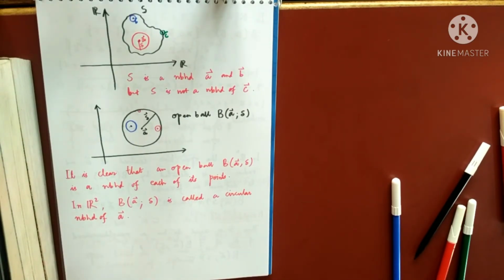Similarly, in R3, this will be called a spherical neighborhood of A. So given any point, I can find its neighborhood just by taking the ball around it. So that will itself form a neighborhood of it. Clear?